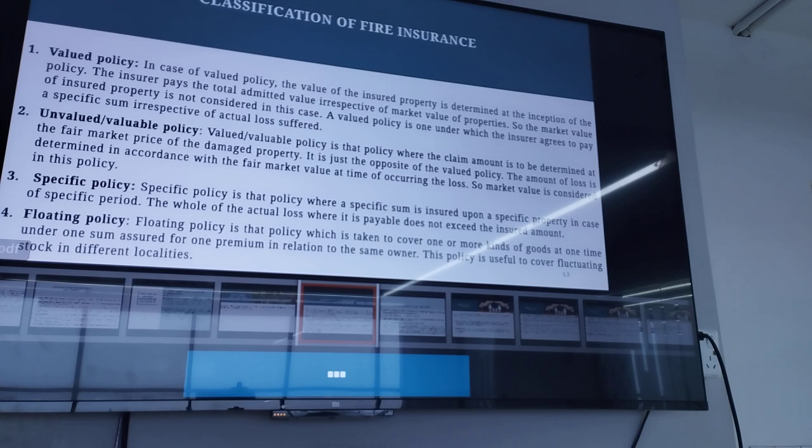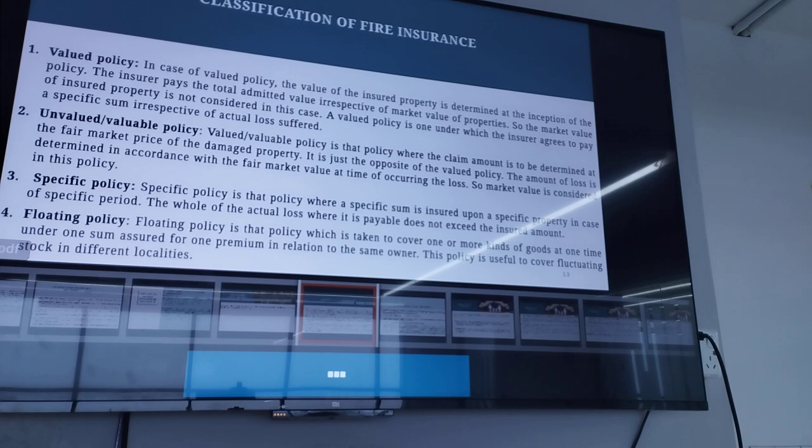Valued policy. In case of a valued policy, the value of the insured property is determined at the inception of the policy. The insurer pays the total agreed value irrespective of market value of properties. So the market value of insured property is not considered in this case. A valued policy is one under which the insurer agrees to pay a specific sum irrespective of actual loss suffered.